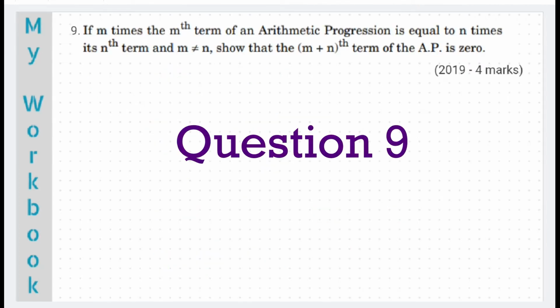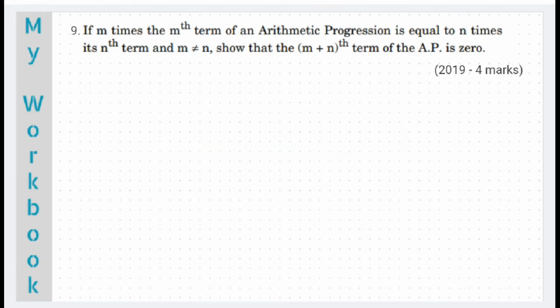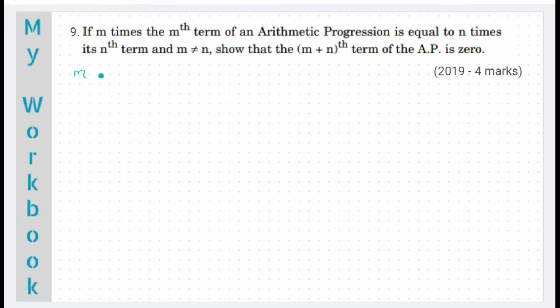Question number 9. If m times the mth term of an arithmetic progression is equal to n times its nth term and m is not equal to n, show that the m plus nth term of the arithmetic progression is 0. It's a 4-mark question from the 2019 board exam. M times the mth term, so m into a of m, is equal to n times the nth term, n into a of n, where m and n are not equal to each other.